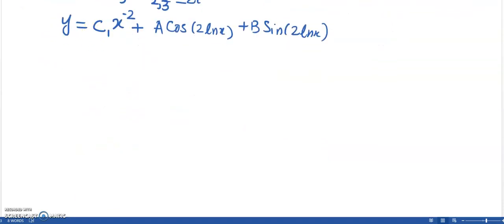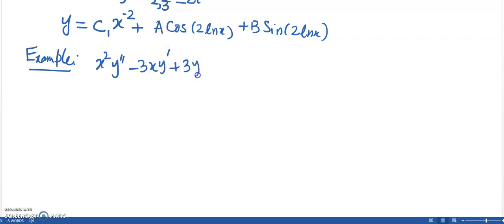Okay, so now let's look at the non-homogeneous Euler-Cauchy equation. For example, if the equation is x squared y double prime, this is the second order equation, minus 3xy prime plus 3y equals 2x to the power 4 e to the power x. So this is a non-homogeneous Euler-Cauchy equation.